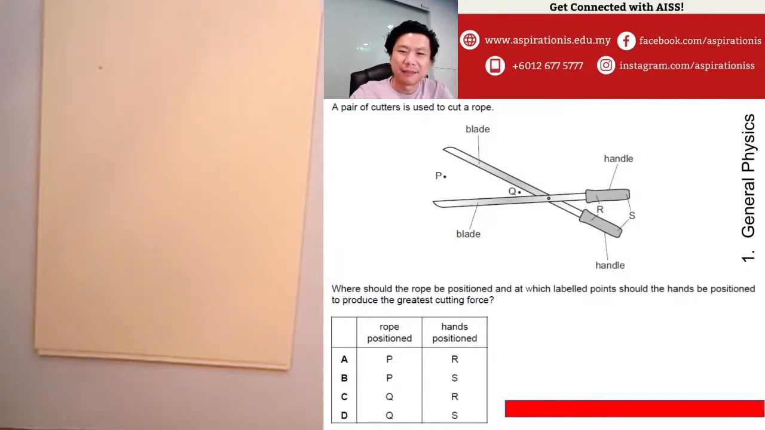I think this is quite a practical question, right? Whenever you want to cut a piece of paper, or whenever you want to cut something that's more difficult to cut, I'm sure you will position the object at Q.